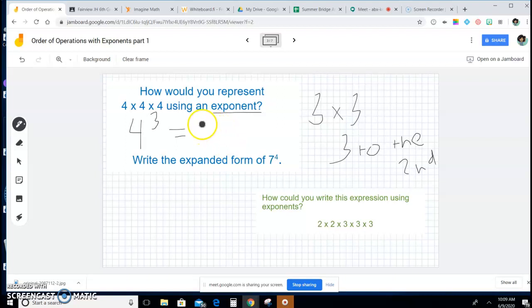Okay, great job. So 4 times 4 is 16, and 16 times 4 is 64. So 4 to the 3rd power is 64.